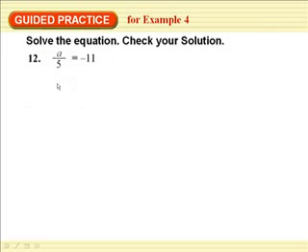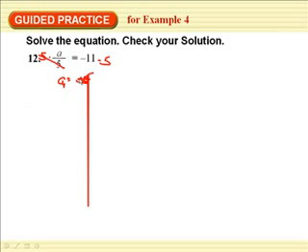A divided by 5, so you times by 5 on both sides. That cancels out. A equals negative 55.